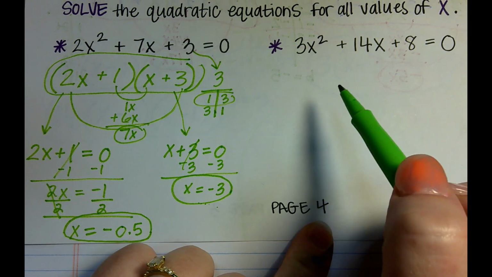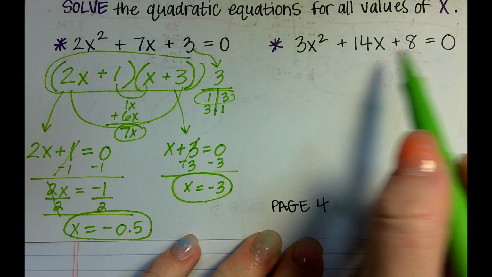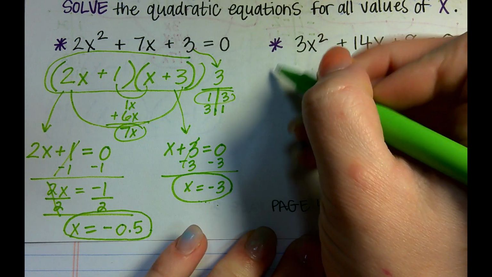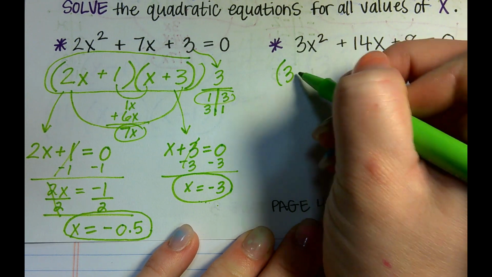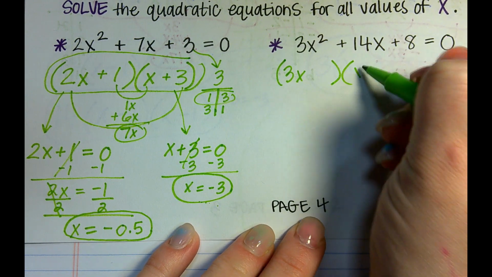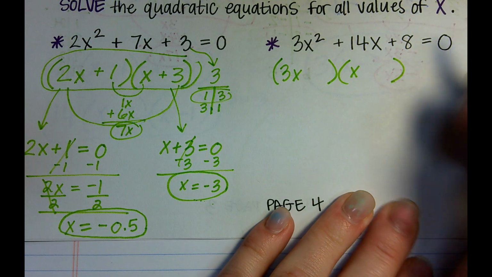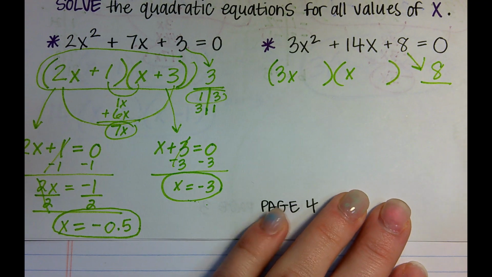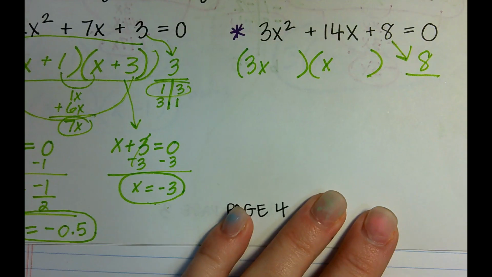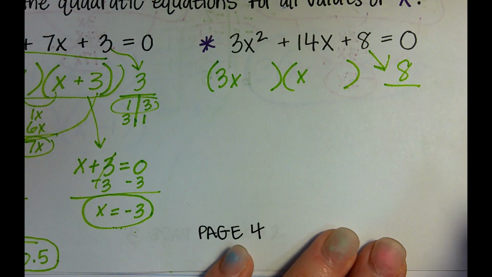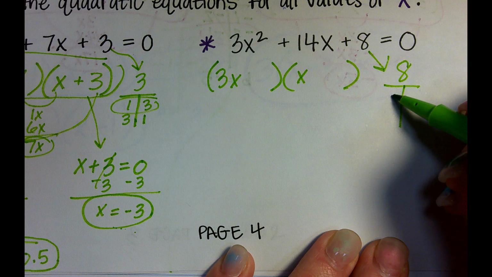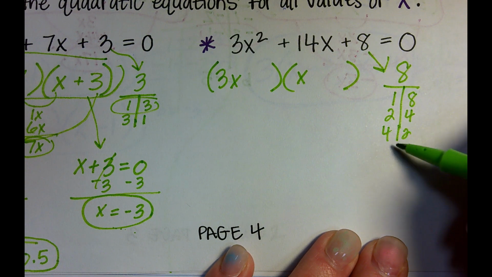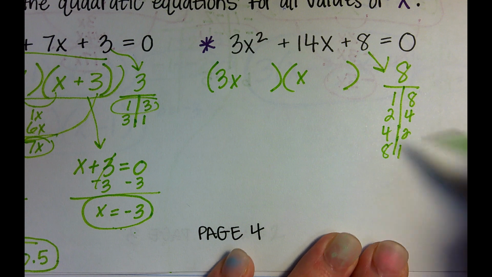Last one. Is there a greatest common factor? No. So what happens with 3? It comes down. We'll have 3x and x. We'll do this one a little quick. I know it's almost lunchtime. We're going to look at the factors of c, factors of 8. 1 and 8, 2 and 4, 4 and 2, 8 and 1.